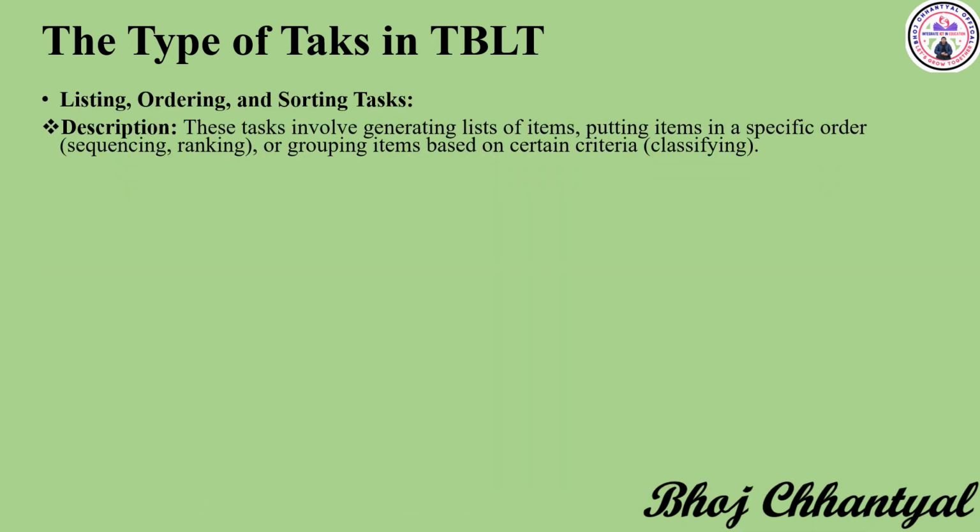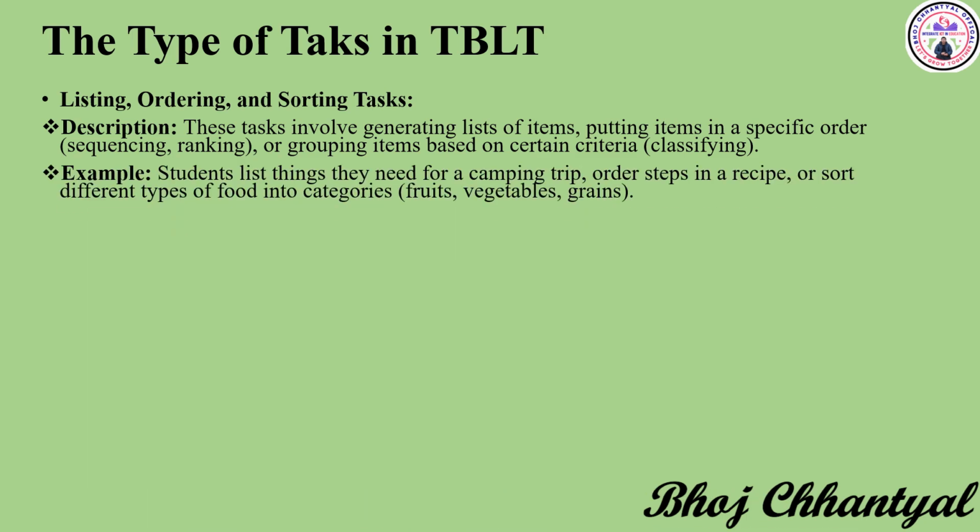Description: these tasks involve generating lists of items, putting items in a specific order, sequencing, ranking, or grouping items based on certain criteria, classifying. Example: students list things they need for a camping trip, order steps in a recipe, or sort different types of food into categories: fruits, vegetables, grains.